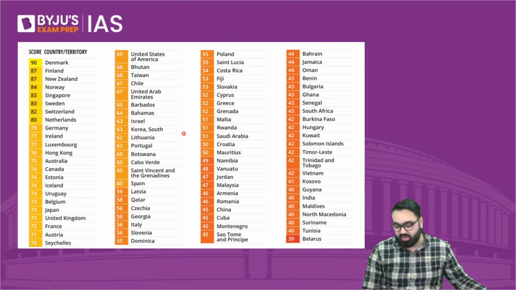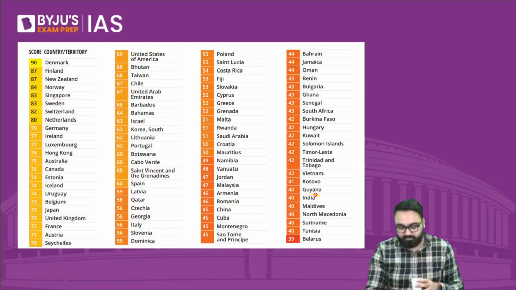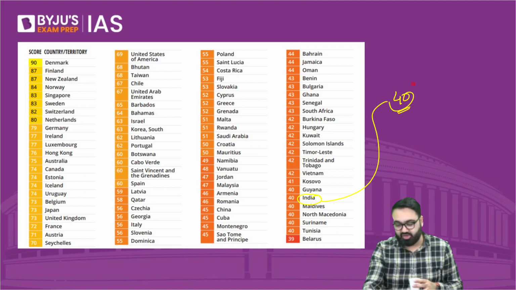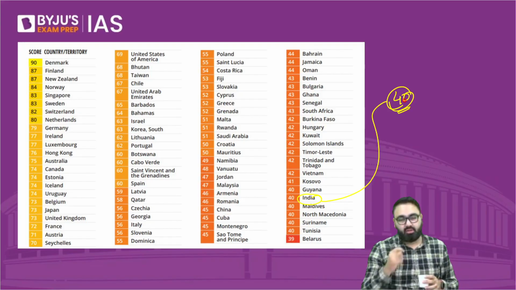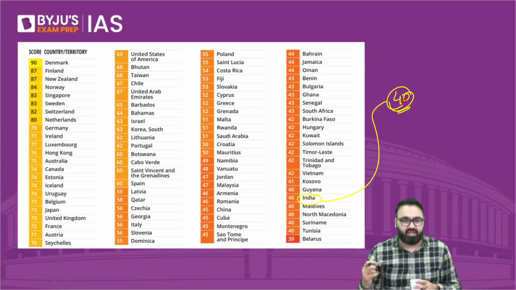Now find out India's rank, India's score. See where India's score is written. See this, 40. So India's score is 40. This is the latest 2022 version. India's rank, on the other hand, is 85.